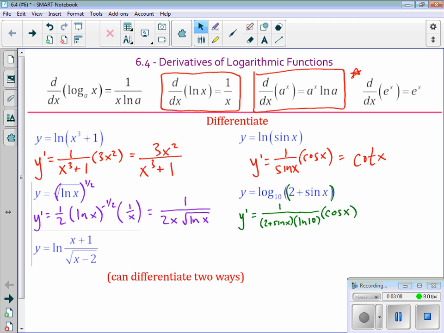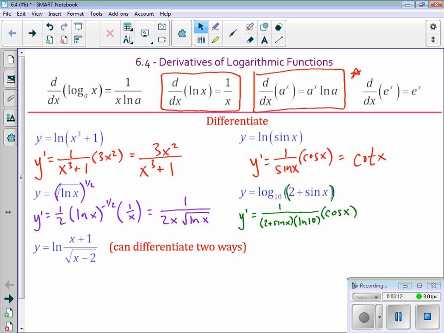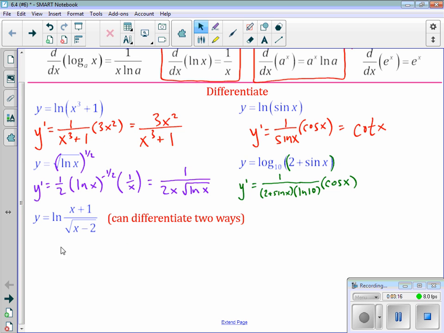Okay, now this one here, if you just jump into it, you're going to do it probably a really long way. So when you look at this problem, most people go, okay, it's natural log of something, so I do 1 over that entire thing. And then you multiply by the derivative of that entire thing by using quotient rule. It gets really, really messy. So I'm going to show you a different way to do it, and it's using law of logs.